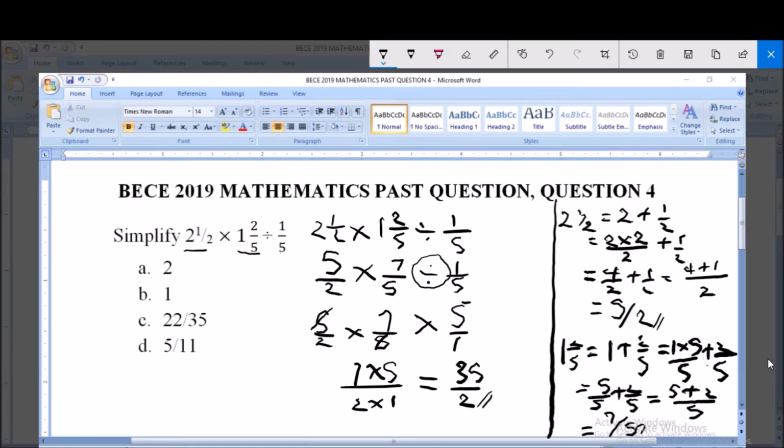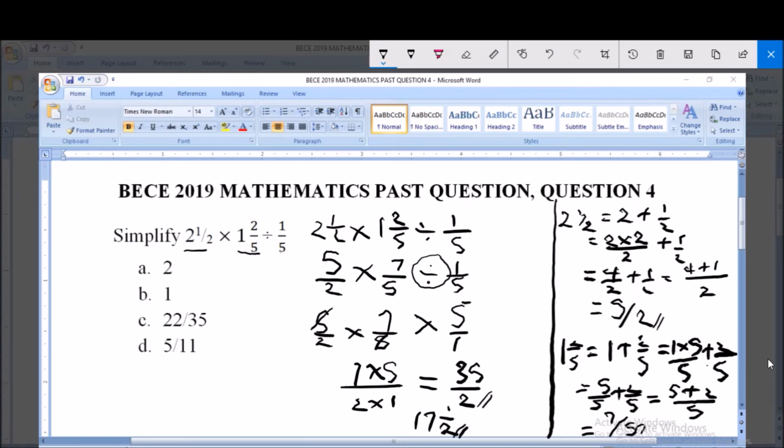But if you still want to go further and convert this 35 over 2 to a mixed fraction, what do you do? 2 can go into 35 just 17 times, and that's 34. So you have 17 1/2. That's in mixed number.